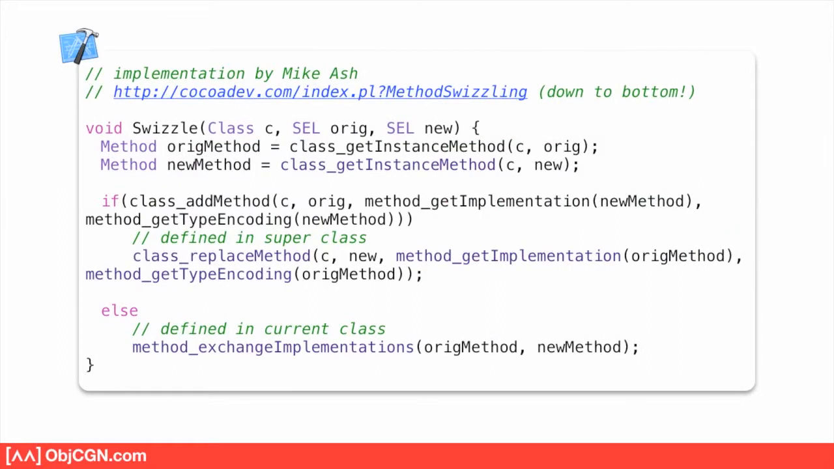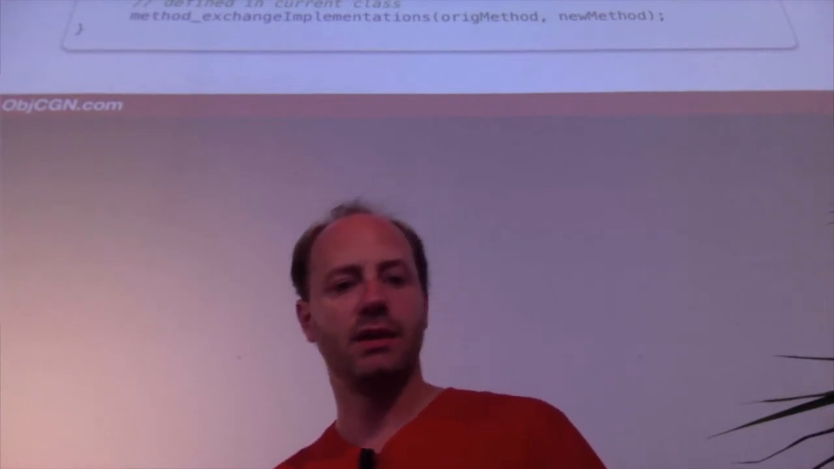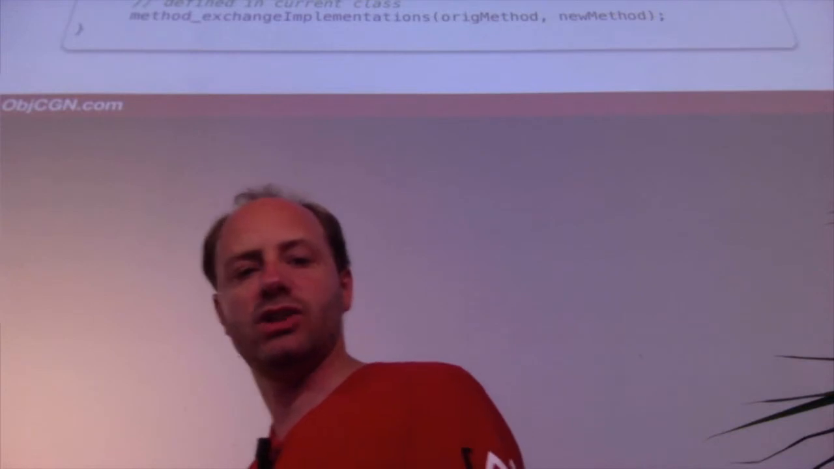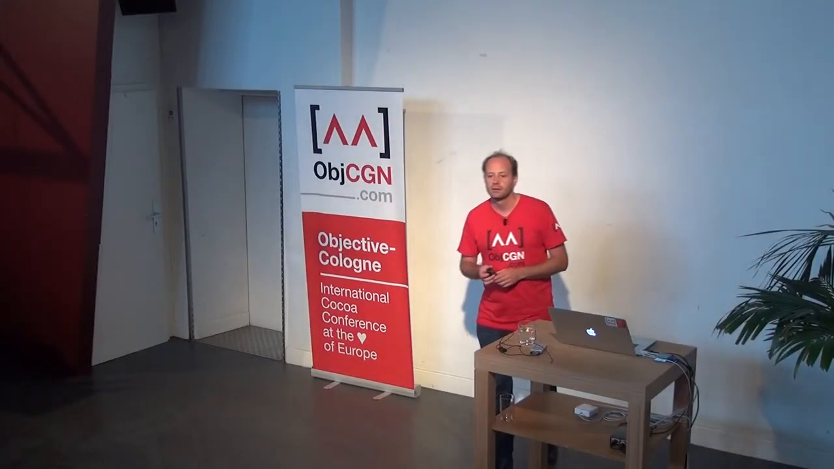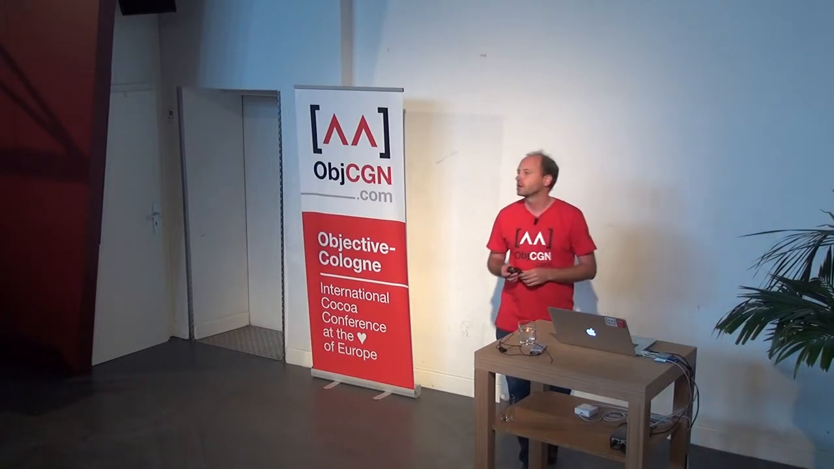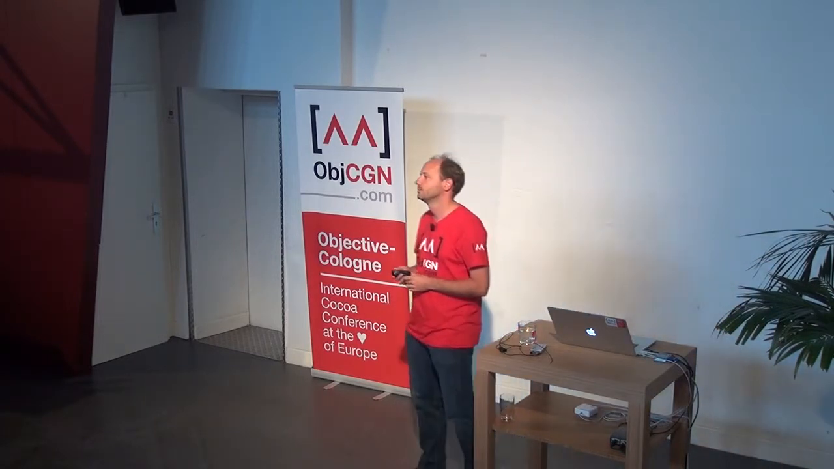Just a short look at how that swizzling actually works. There are several implementations on the internet floating around. I like this one quite a lot because it's very short, very easy. Basically what this code does is check whether the method to replace is defined in the actual class or in the superclass. If it's defined in the superclass, it has to be replaced via class_replaceMethod. And in the other case, the method_exchangeImplementations call will be used. All of those functions are defined in the Objective-C runtime.